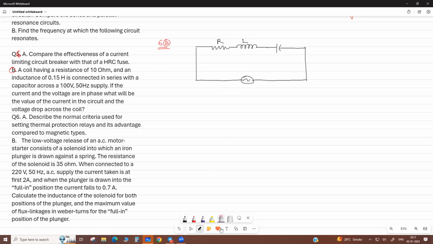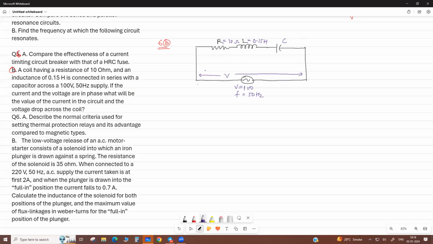So here this is the coil. Now value of this resistance is 10 ohm. This is 0.15 Henry, and this C value is not given. Now here total applied voltage is 100 volt RMS value, frequency 50 hertz. Okay, so this is the total voltage across the circuit, 100 volt.